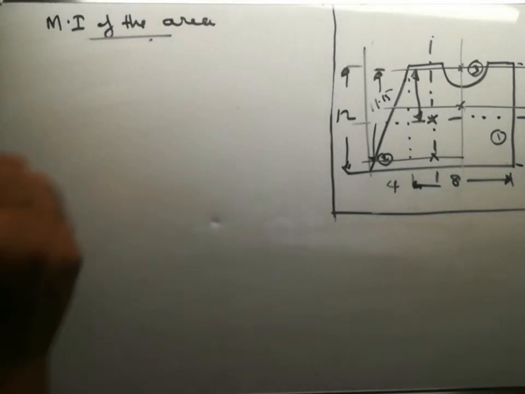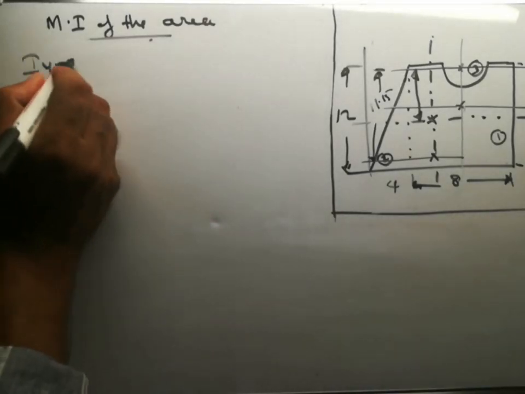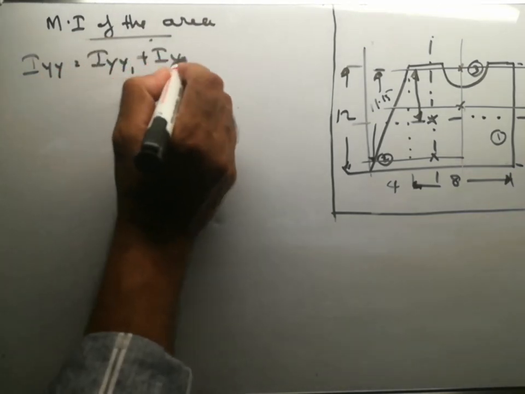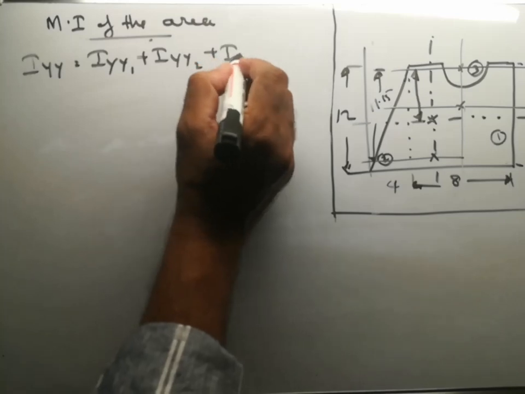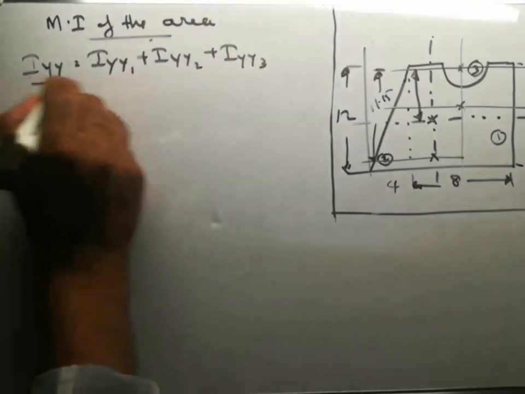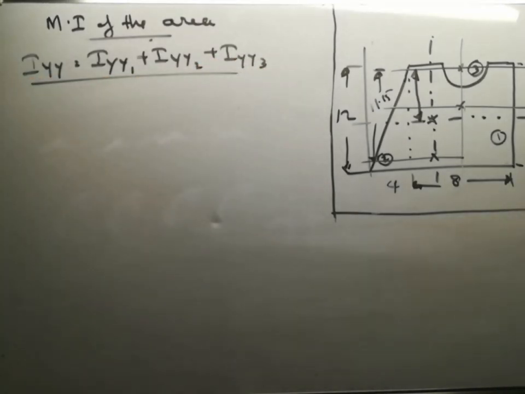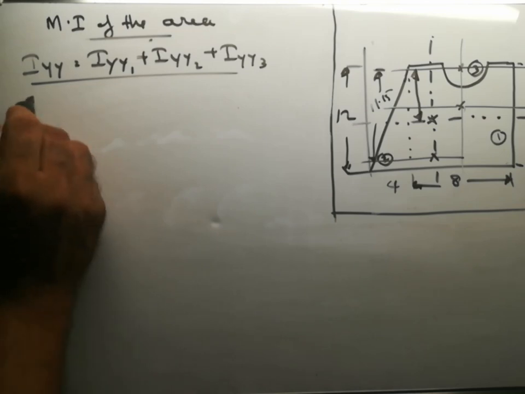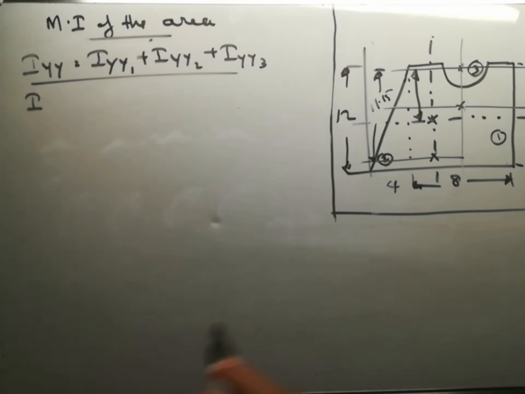So we know Iyy is equal to Iyy1 plus Iyy2 plus Iyy3. This is the equation. We need to find out Iyy1. What is Iyy1? It is the moment of inertia of the rectangle about the y axis.